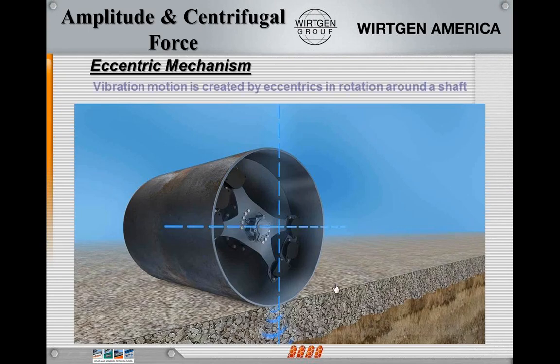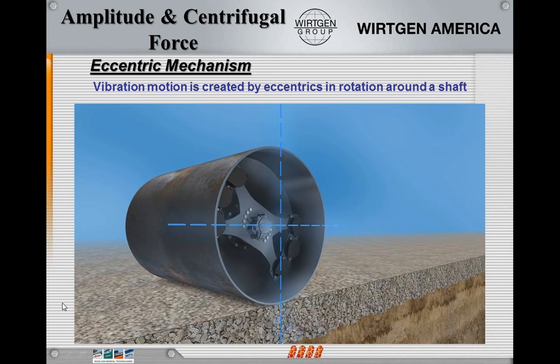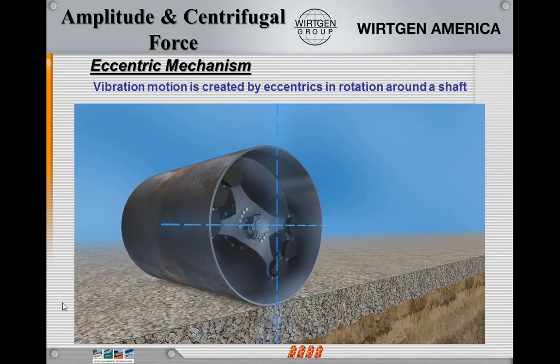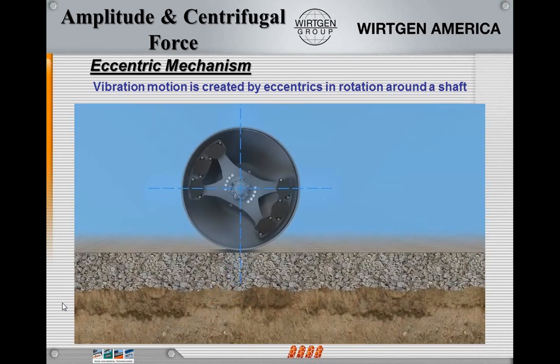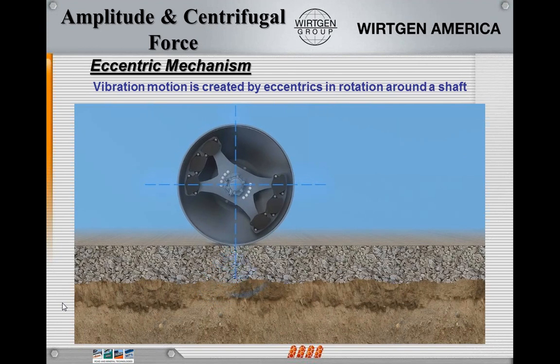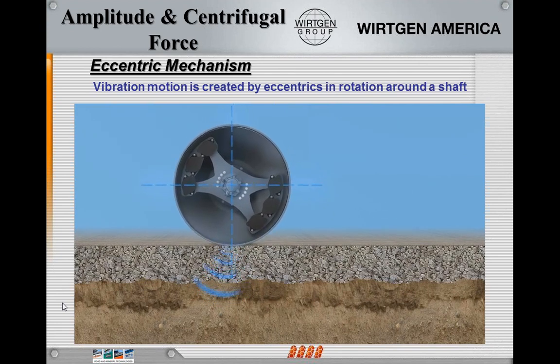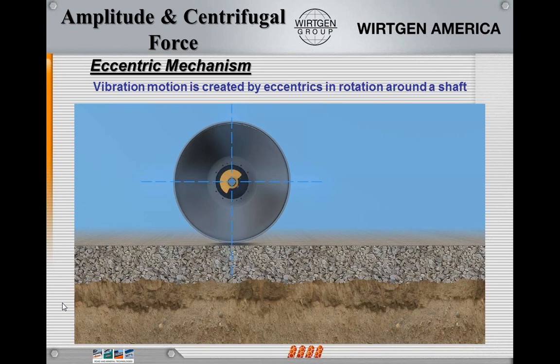And this is what it really looks like as far as the weights going around the center axle. A lot of people think that the vibration mode is straight up and down, but it's not. It's actually a circular motion. You can see in the animation that the drum is actually moving in a circular motion as the weights are going around that center axle. And inside the orange housing that they show here is where that slidable weight is.